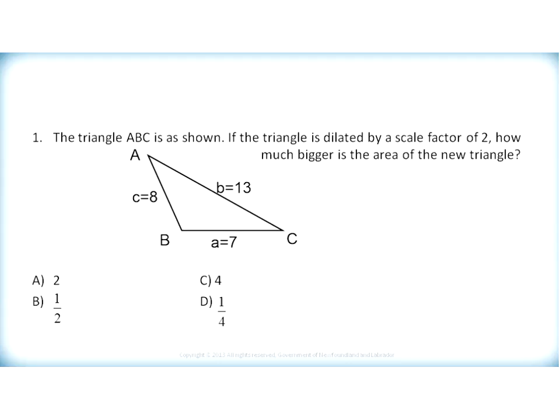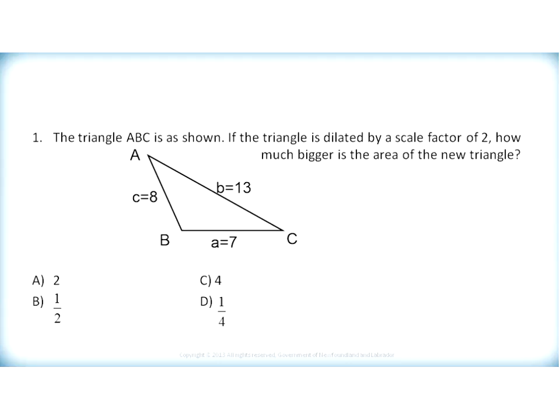In this question, we have triangle ABC as shown. If the triangle is dilated by a scale factor of 2, how much bigger is the area of the new triangle? Remember that if something gets dilated by a scale factor of 2, that means all the dimensions, all the sides, are going to increase in size by a factor of 2.